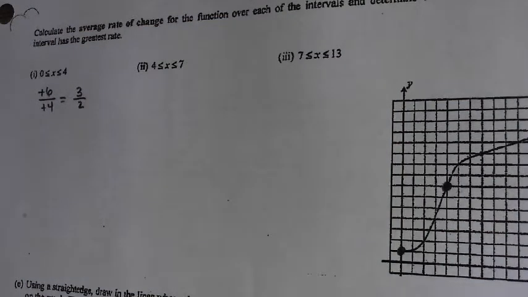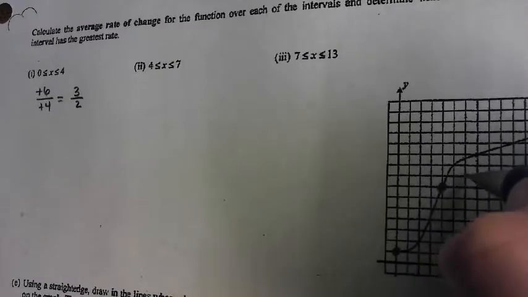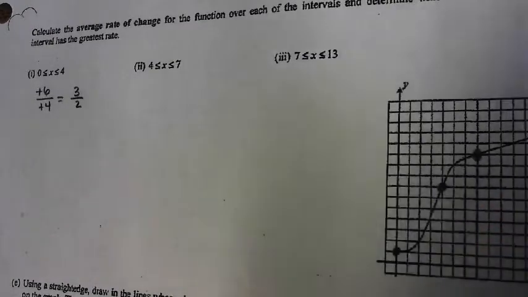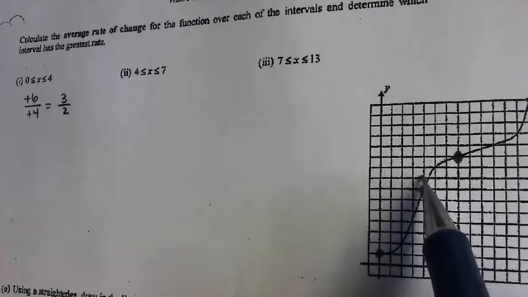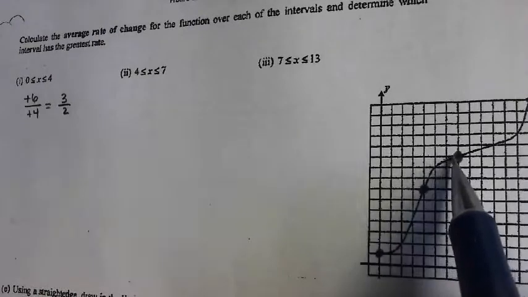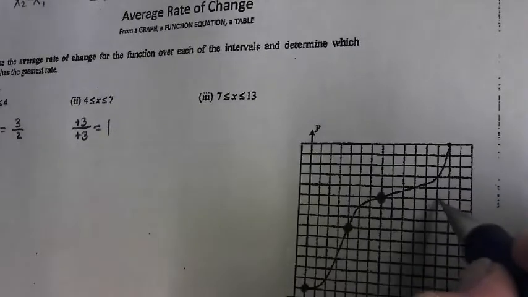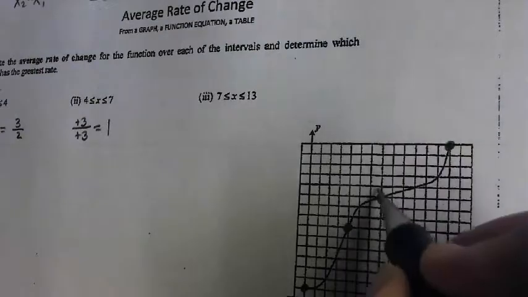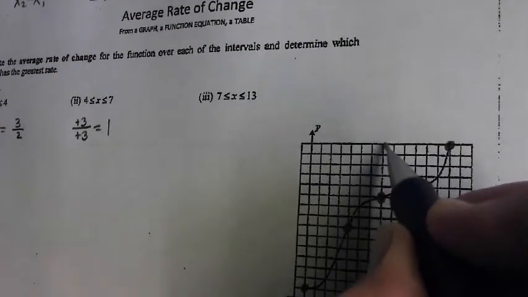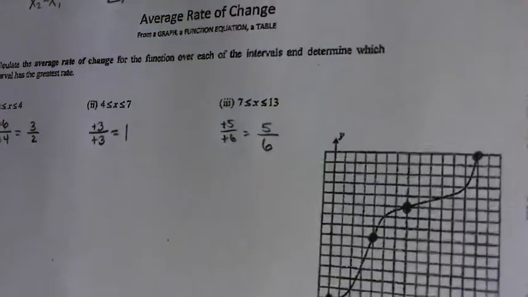Then from 4 to 7, so there's my 4, 5, 6, 7 would put me here. Again, I can count up 3 over 3. Positive 3 over positive 3, which just reduces to 1. And 7 then to 13, 8, 9, 10, 11, 12, 13 will put me here. That's a rise of 1, 2, 3, 4, 5, 6. Up 5 over 6, and that doesn't really reduce at all.